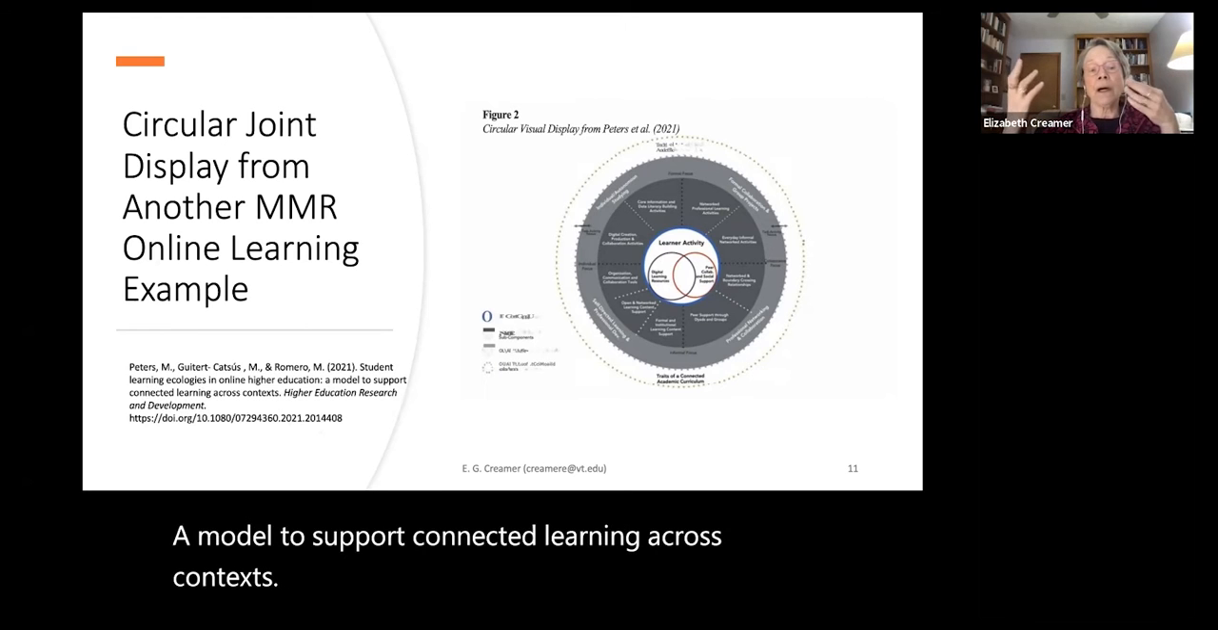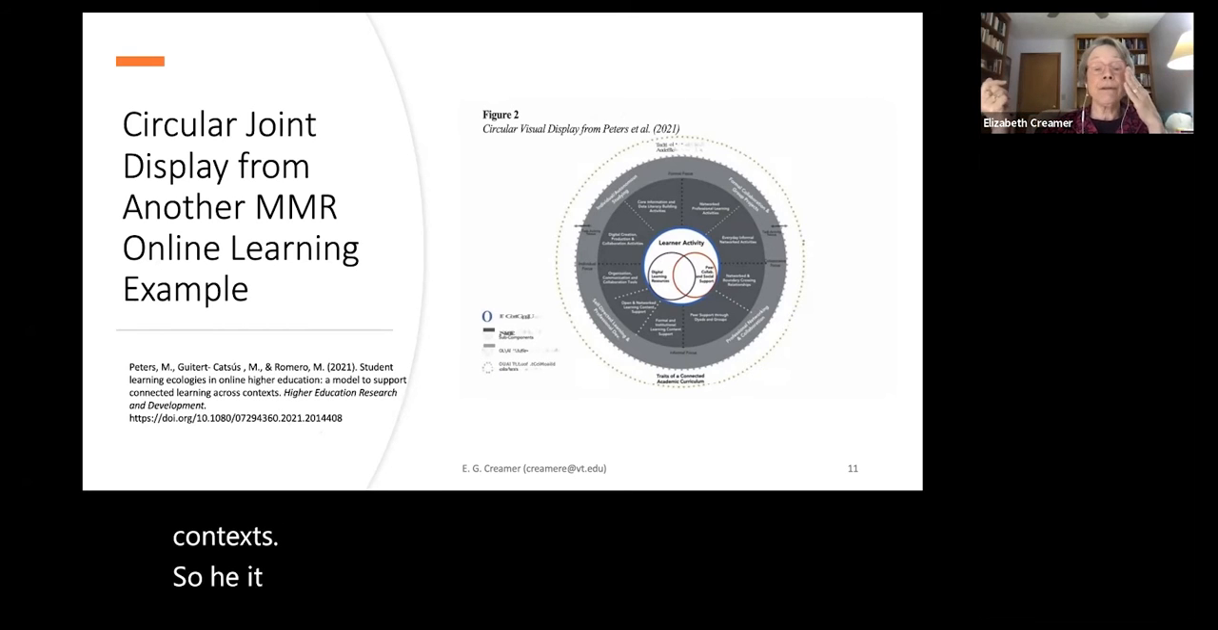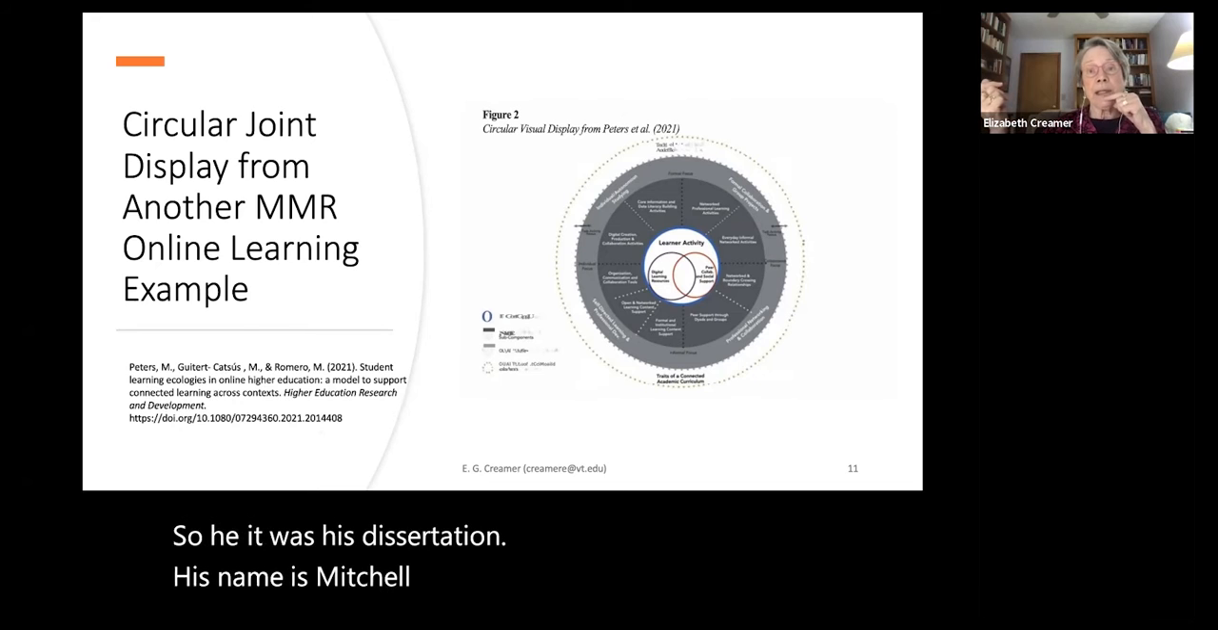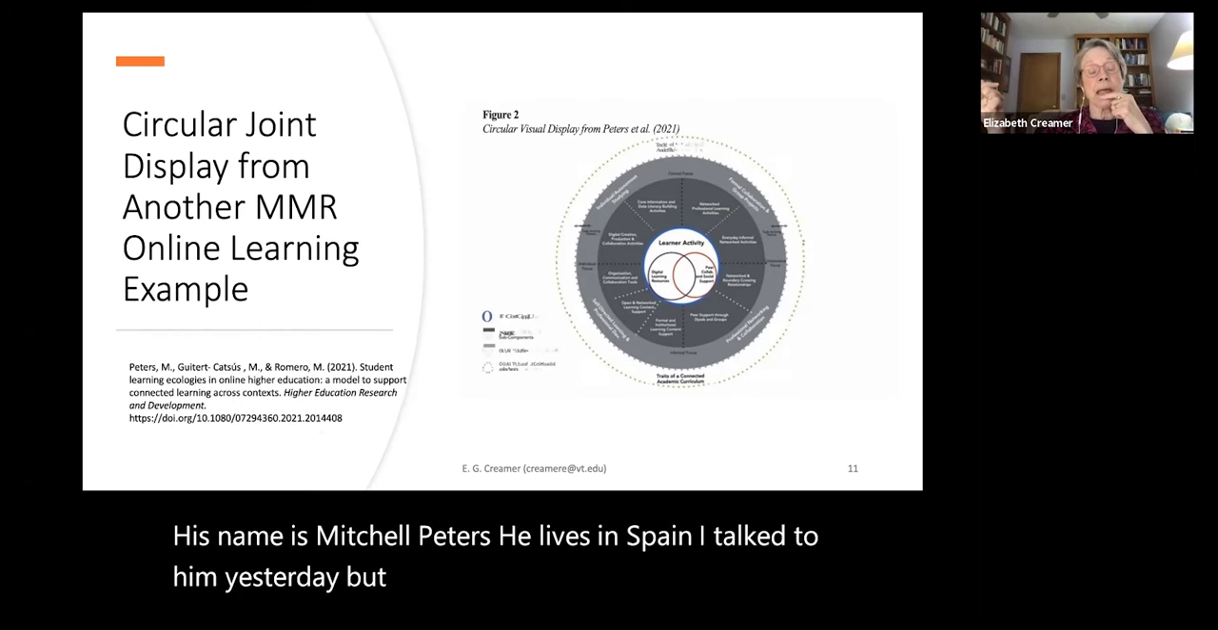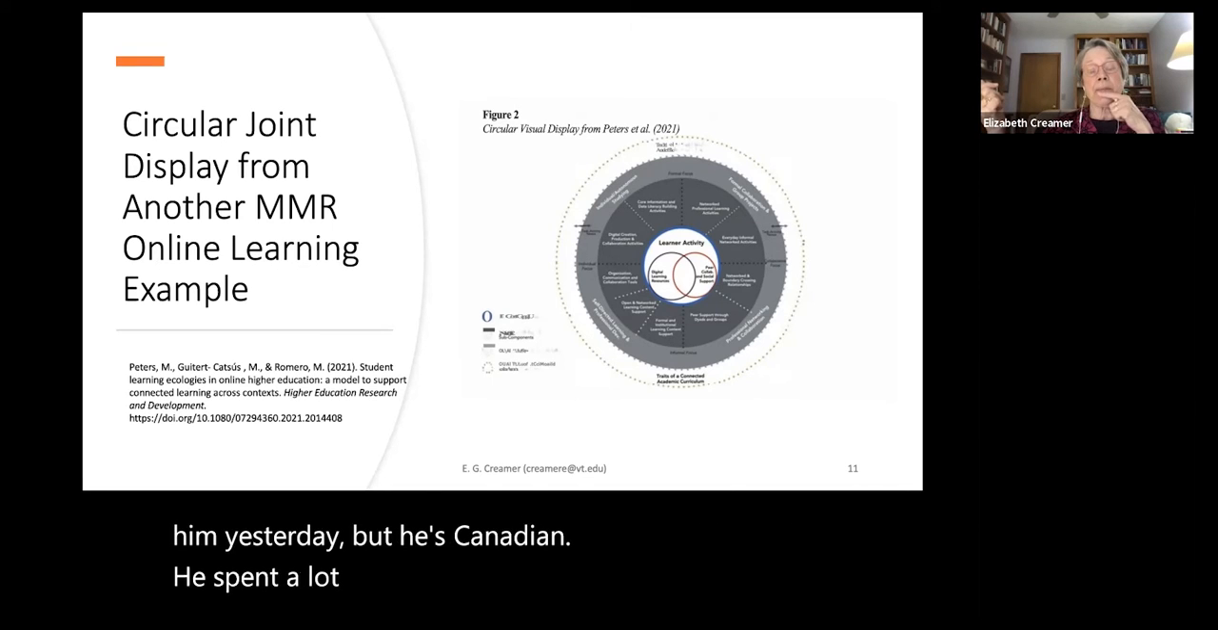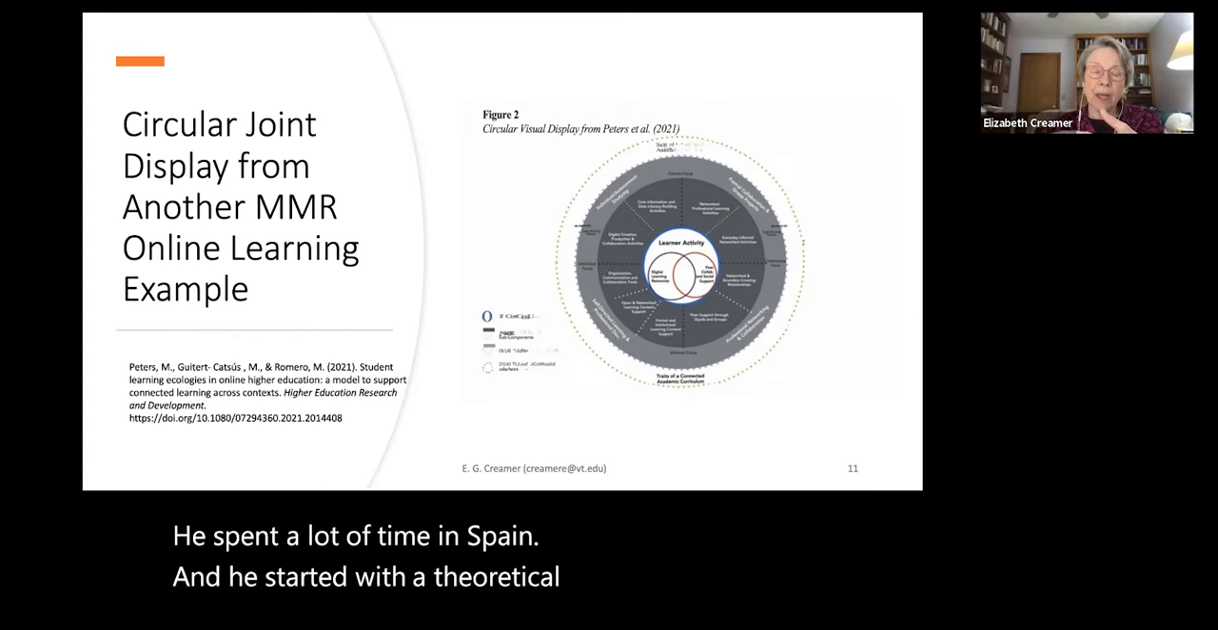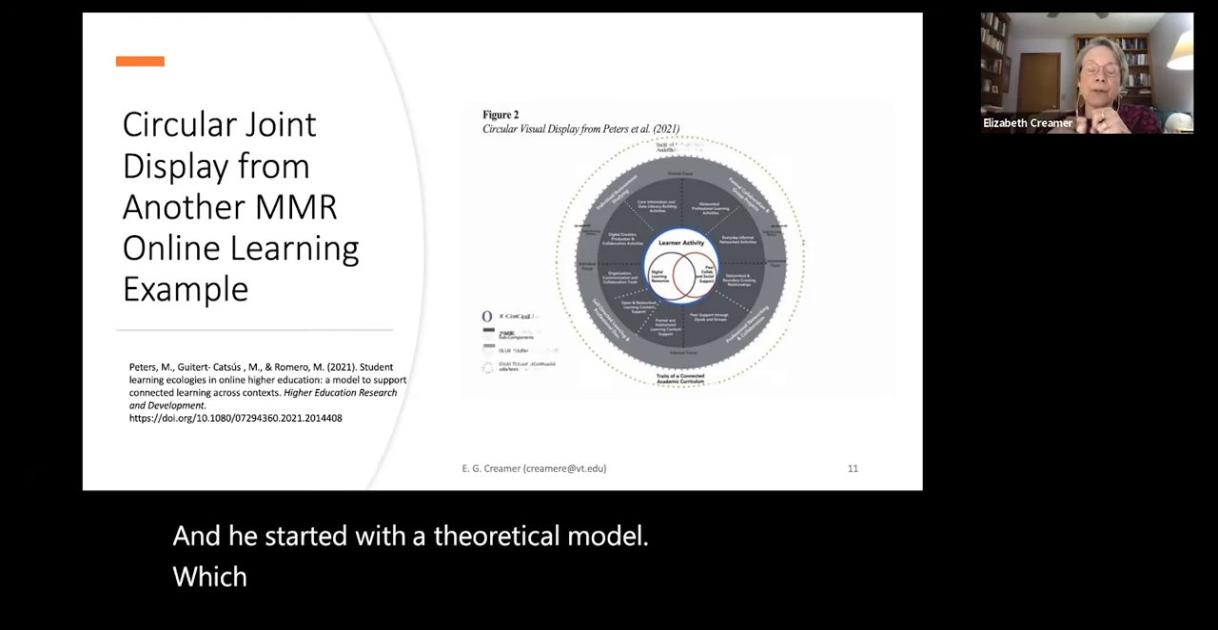So it was his dissertation. His name is Mitchell Peters. He lives in Spain. I talked to him yesterday, but he's Canadian. He spent a lot of time in Spain. And he started with a theoretical model which played out into both the qualitative and quantitative data he collected.